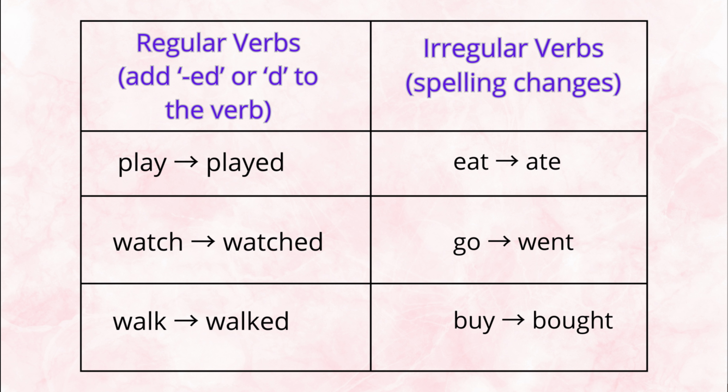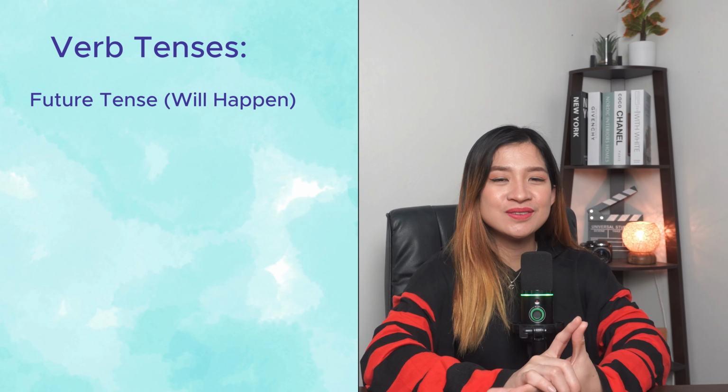However, irregular verbs don't follow this rule. So you'll need to memorize those. For example, eat, ate, go, went, buy, bought. While regular verbs are pretty straightforward, irregular verbs can be a bit difficult. There's no pattern to them. You just have to remember them. But as you read, write, and speak more, you'll start seeing those irregular forms more often. And they'll stick.